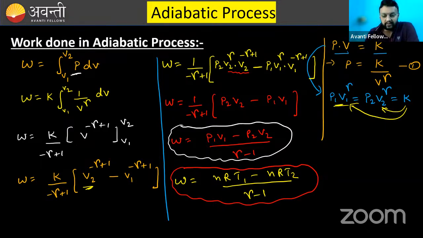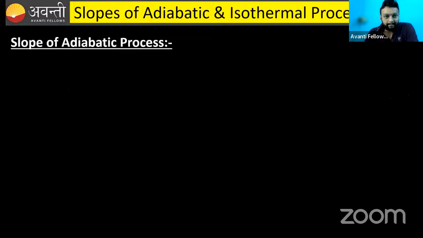Okay. So I'm moving further. This is again a 1 mark objective question that is going to be asked in your exam, or a very short question of 2 marks. Slope of adiabatic process. The result you should remember always.